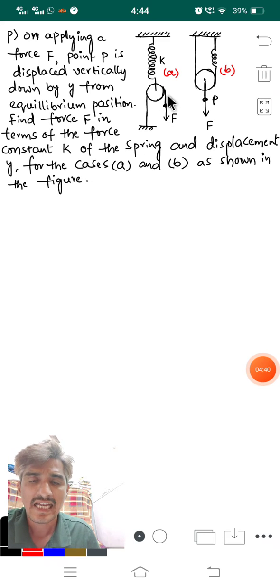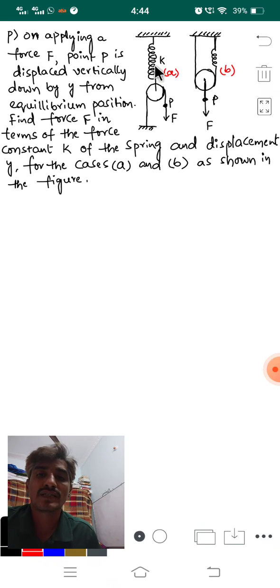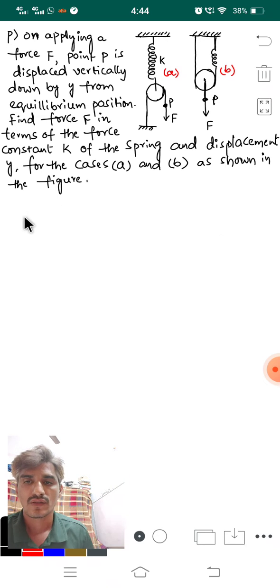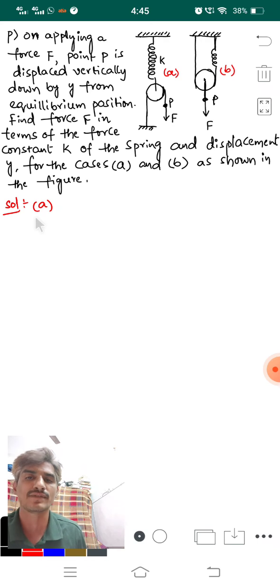So from this, if this moves in the downward direction by a distance y, then the spring will move a distance of y by 2, as we have seen from the previous example. So let us take the first case. Now I'm writing the solution. I'm taking the first case.